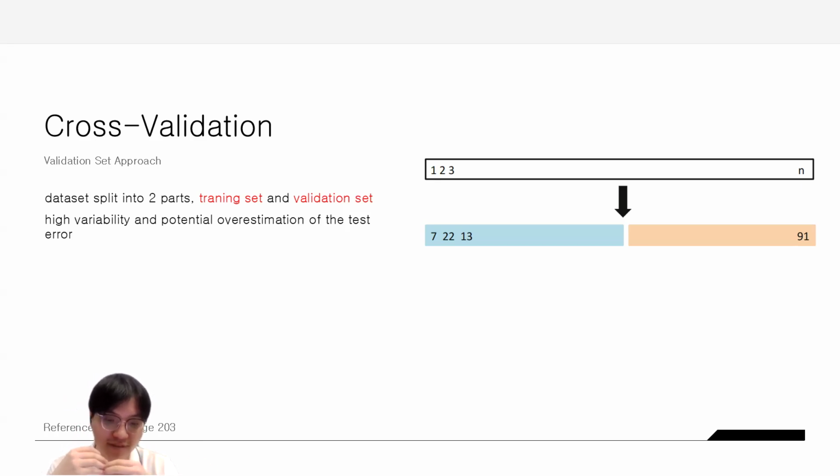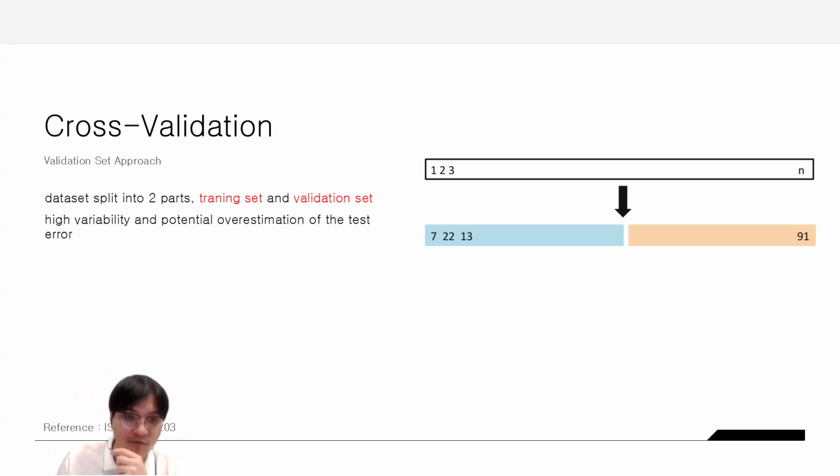In this book, ISLP explains three ways of constructing the validation set. The first one is the validation set approach. It is a really simple method. Just split the original data set into two subsets. One is the training set and the other one is the validation data set.